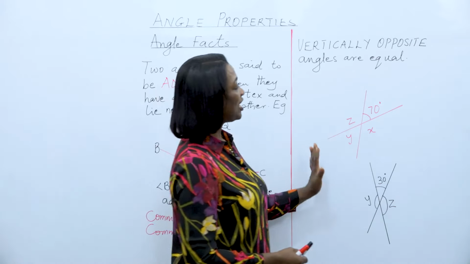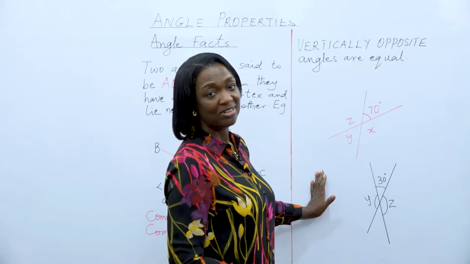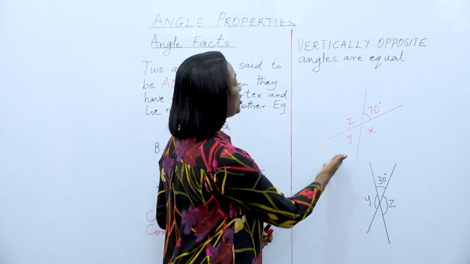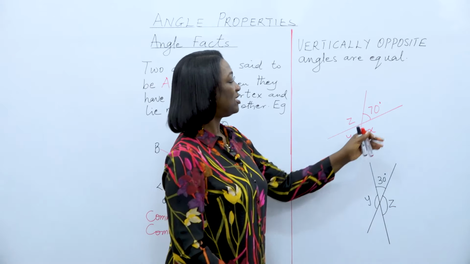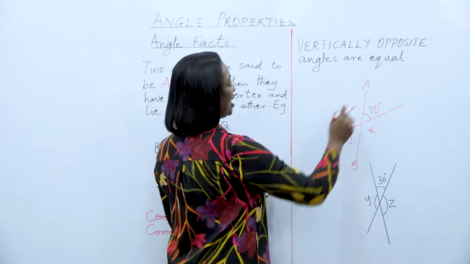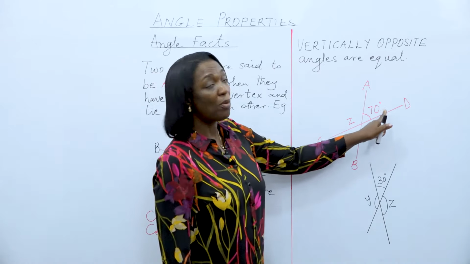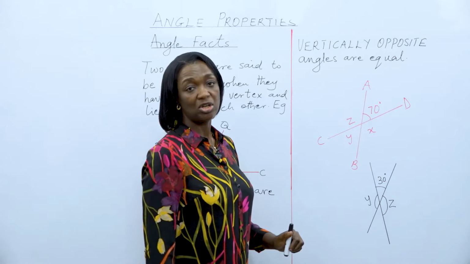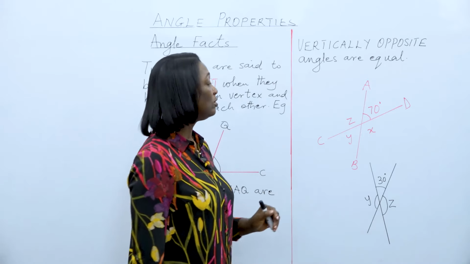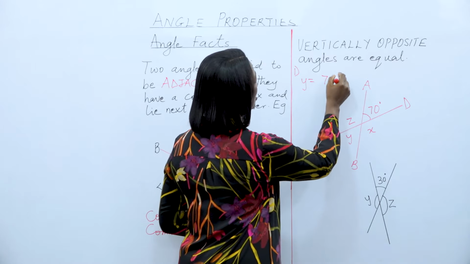Then vertically opposite angles. This is very interesting. You need this fact for the rest of mathematics in secondary school. Vertically opposite angles are equal. Vertically opposite angles are formed when two straight lines intersect. So let's say we have line AB, which intersects with line CD. So angle Y is vertically opposite to the angle that measures 70 degrees. Vertically opposite angles are equal. That's an angle fact. So Y is equal to 70 degrees.